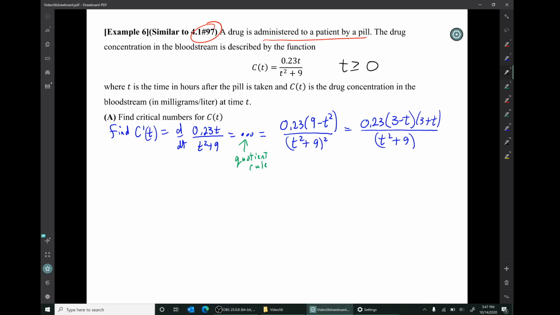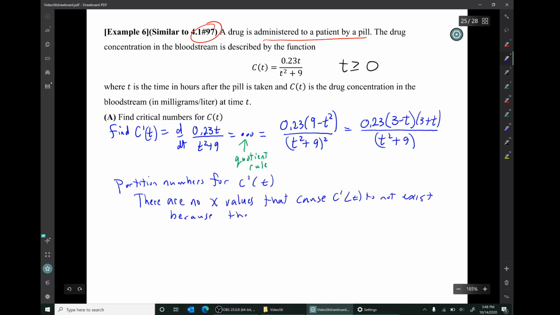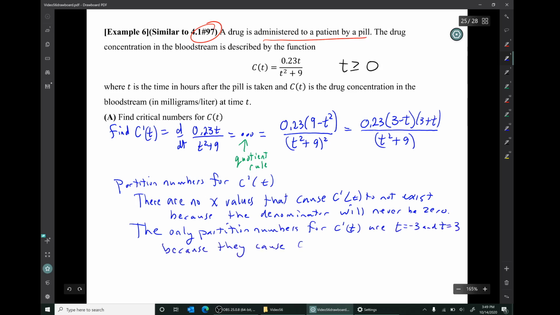Now we're supposed to find the critical numbers for c(t). Well, we start by finding the partition numbers for c'. Now we first ask, are there any values of t that cause c' to be undefined? And the answer is no, because the denominator will never be 0. So the only partition numbers for c' are the numbers that will cause the numerator to be 0, and those are t equals 3 and t equals -3, because they cause c' to be 0.